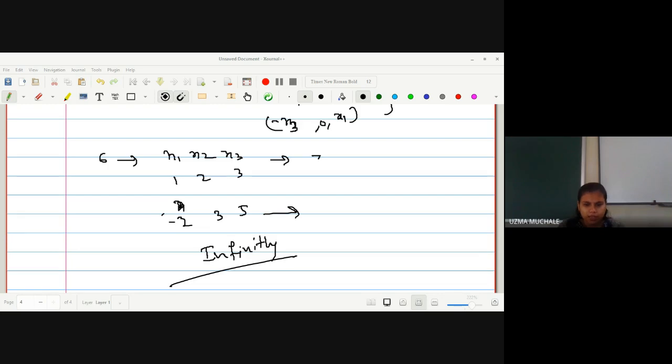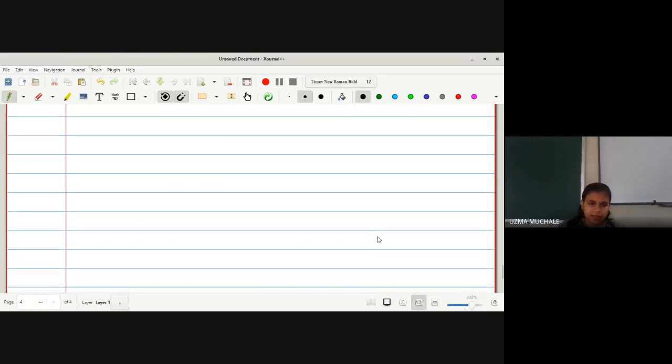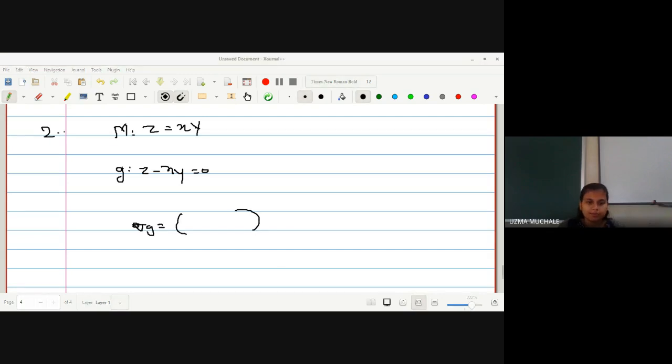Okay, do it for the next example. Write the example: surface M, z is equal to xy, is a surface given. Second example, does everyone have this example? z is equal to xy is a surface given. Then what will be a function g? This is z minus xy is equal to 0, a function. Then you have to find out del g, and then find out what the tangent vectors are.